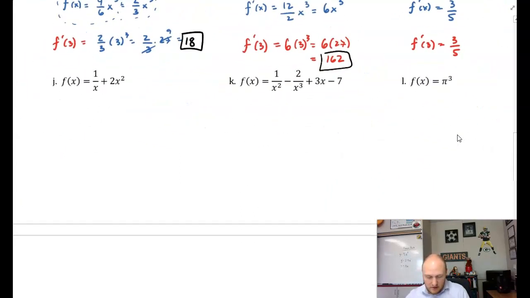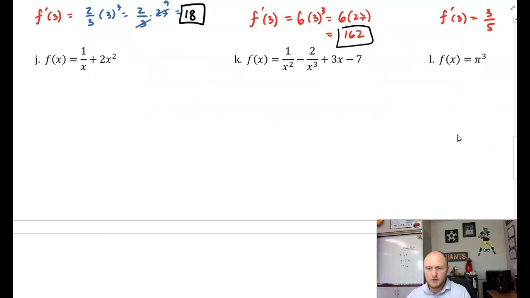Moving right along. The last 3 that I have for you in this video, I have multiple terms. Oh my gosh, Schwarberg. I have multiple terms. What do I do? Well, you're just going to take the derivative of each of them individually. And this is a derivative rule. If I'm taking the derivative of something that has multiple terms, I can take the derivative of each one individually.